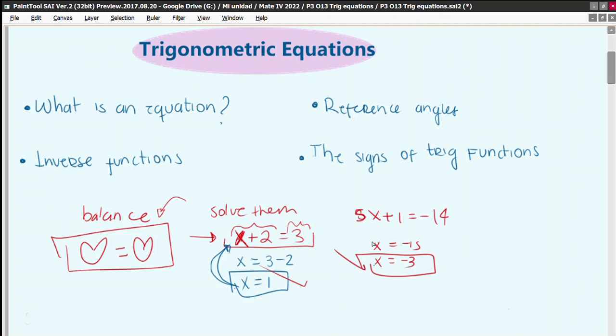And again, what does this mean? This means that if I plug the value of minus 3 right here, and I do the calculation for the left side, I'm going to obtain the exact same value as on the right side. So if I substitute minus 3 here, I'm going to have 5 times minus 3 plus 1, and what is that? Minus 15 plus 1, that is minus 14. And yes, minus 14 on the left side and minus 14 on the right side, okay? So that is a solution.